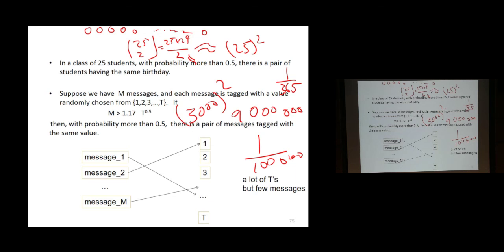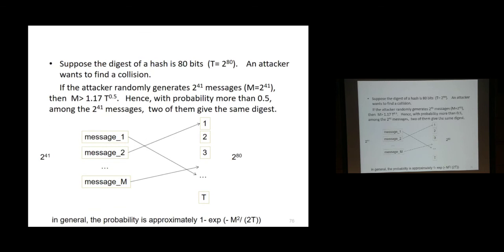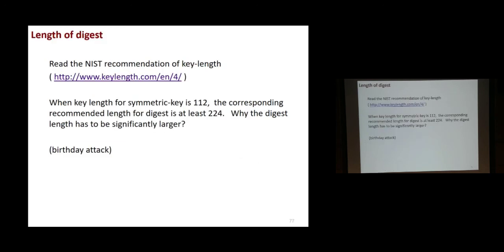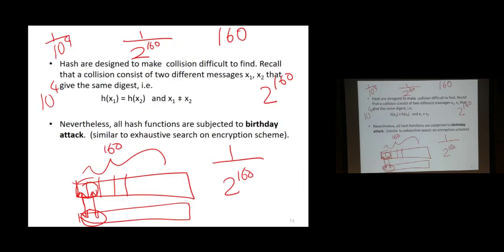So if this one is more than that, then with chances more than 0.5, you have a pair of messages having the same value. Okay, this is the actual value. Take a look. And the actual probability is this. You can go through it if you like. So what is the implication of this? To find a collision, no matter how you design your hash algorithm, you will be subjected to birthday paradox attacks.